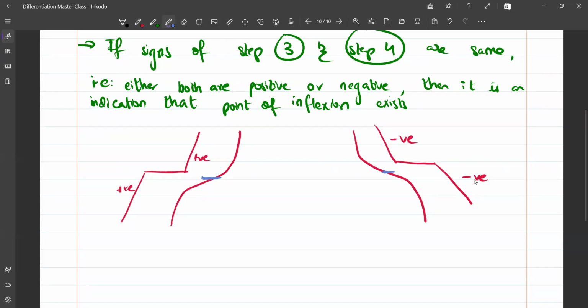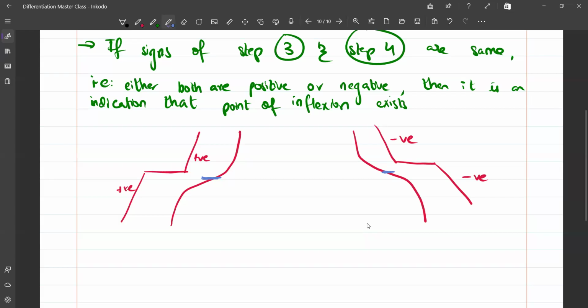So what we learned is that when d square y upon dx square, the double differential, is equal to 0, there are three possibilities. First, it could be a maximum curve. Second, it could be a minimum curve. And third, it could be a point of inflection like this. All you have to do is follow the above steps and you will land on the correct answer. Just stick to these steps and you will be able to solve it correctly.